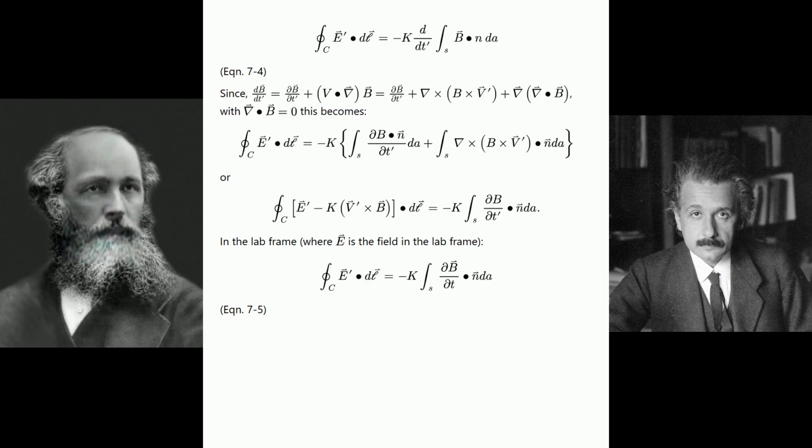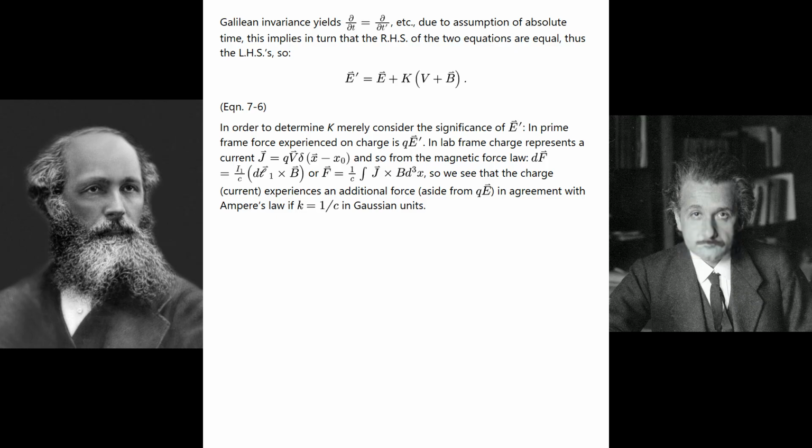see the next equation. Or see the equation shown in the lab frame where E is the field in the lab frame. Equation 7-5. Galilean invariance yields partial differential over partial differential t equals partial differential over partial differential t prime, etc. Due to assumption of absolute time, this implies in turn that the RHS of the two equations are equal, thus the LHSs, so, equation 7-6.